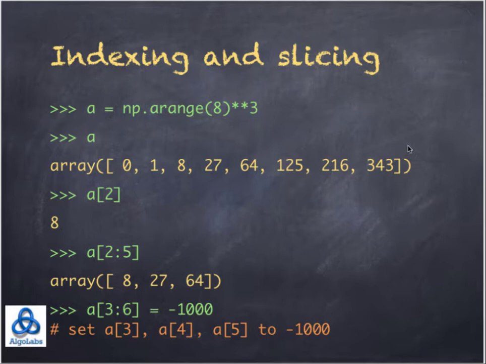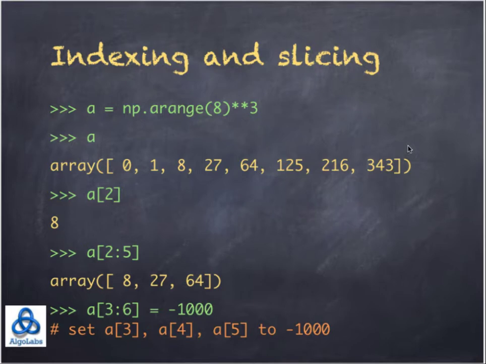Just like lists, we can index and slice arrays. So here we start with an array of 0 to 7, and then we cube it, so we get 0 cubed, 1 cubed, up to 7 cubed. If we ask for the second position in this array, we get 0, 1, 2. So position 0 is 0, position 1 is 1, position 2 is 8. So A[2] is 8. Similarly, a slice from 2 to 5 gives us 3 values at 2, 3, and 4. So 2 cubed, 3 cubed, and 4 cubed.